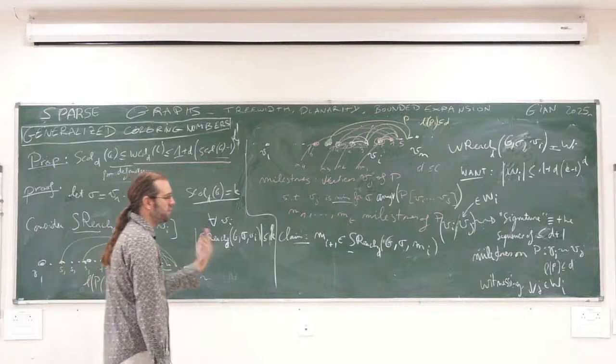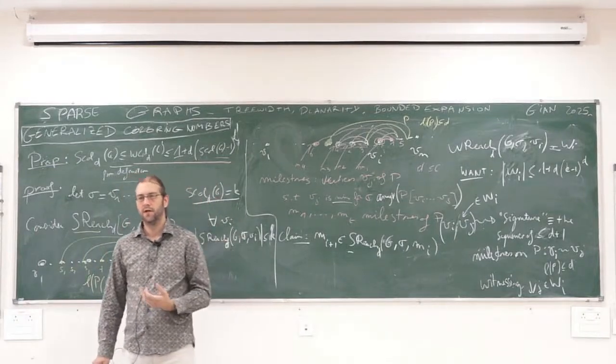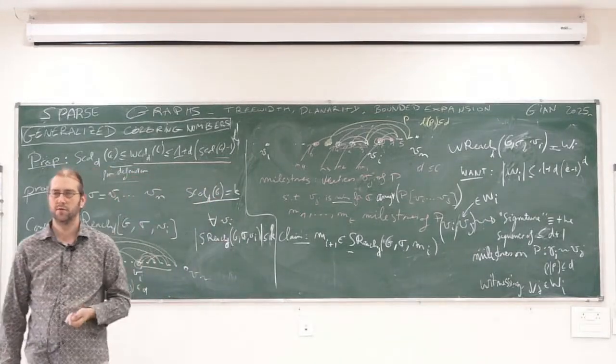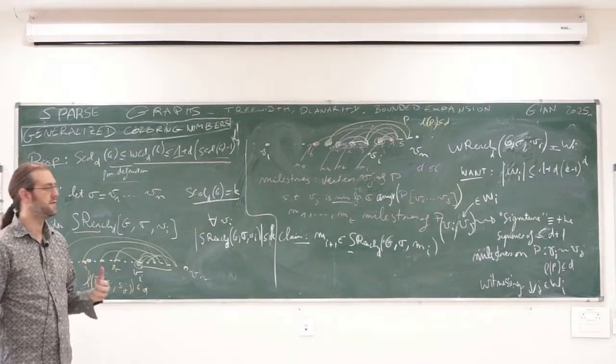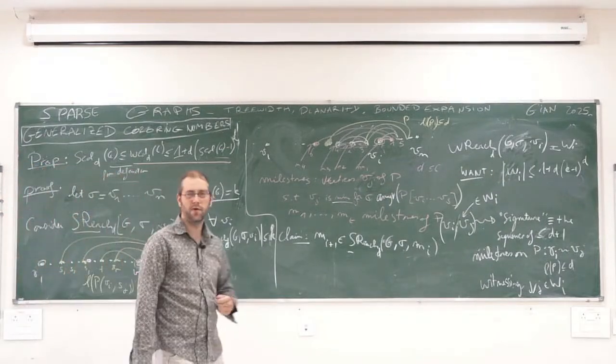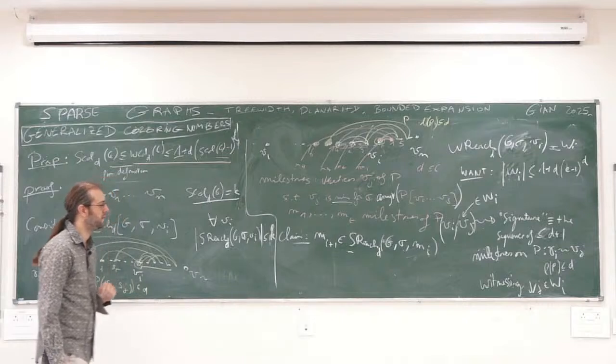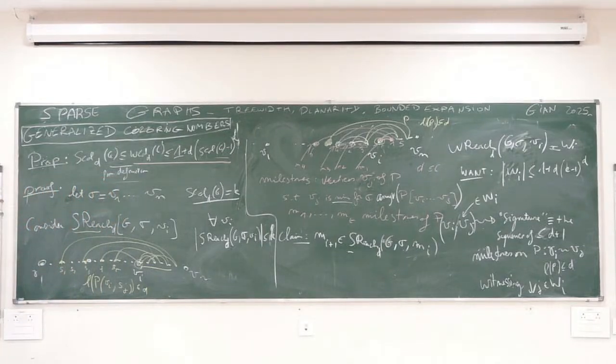What I want to do is count the number of signatures and show that this is bounded anyway. So even if you have multiple paths, since the total number of signatures is bounded, I will have a bound on my weak reachability ball.